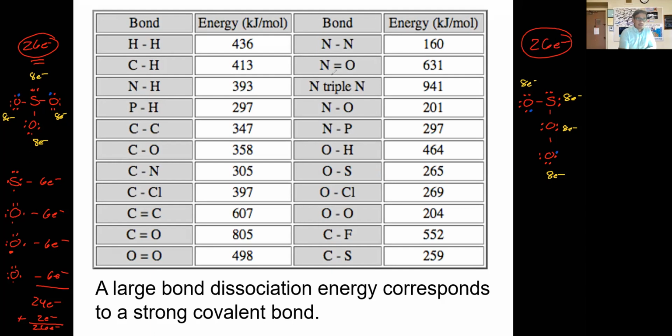If you notice in this structure here, we have three equivalent, we refer to it as equivalent, I'm going to go ahead and write this down, three equivalent SO bonds. So we have three single bonded sulfur oxygen. Here we have two SO single bonds, and then we have one double-bonded oxygen. That's what we see with this structure here.